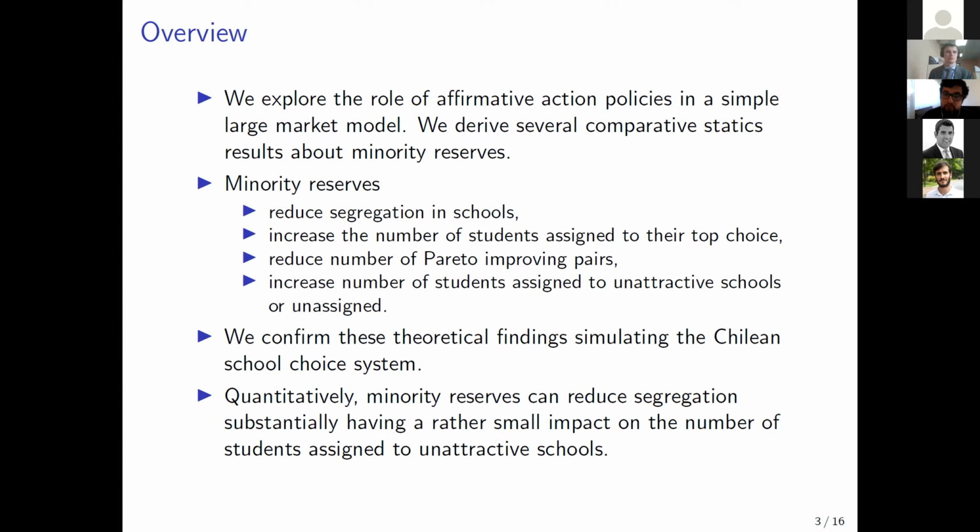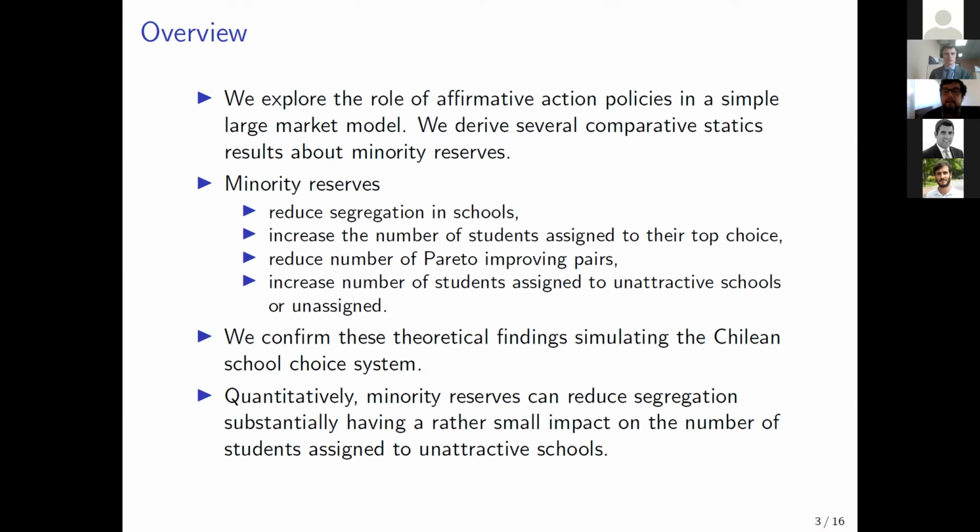They are also going to reduce the number of Pareto improving pairs. So in a sense, minority reserves are going to make the system more efficient. And minority reserves also increase the number of students assigned to unattractive schools or unassigned. And that's the main cost of introducing minority reserves on market outcomes. This is the theory.